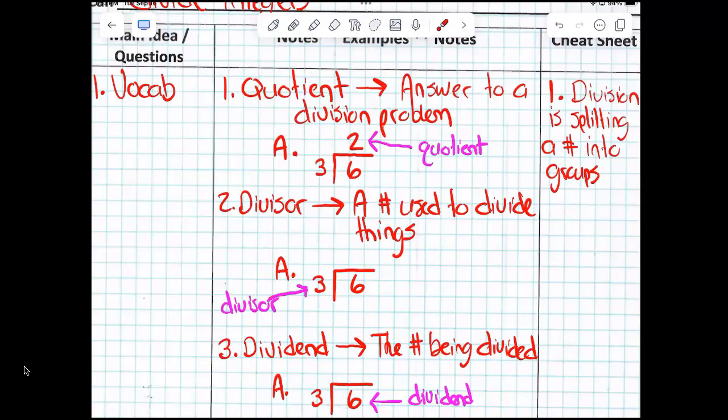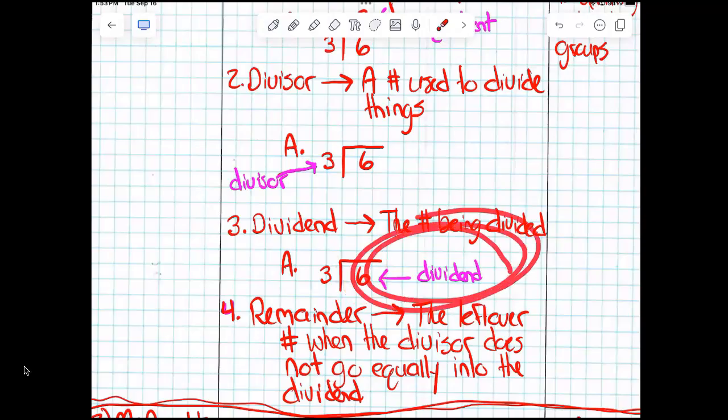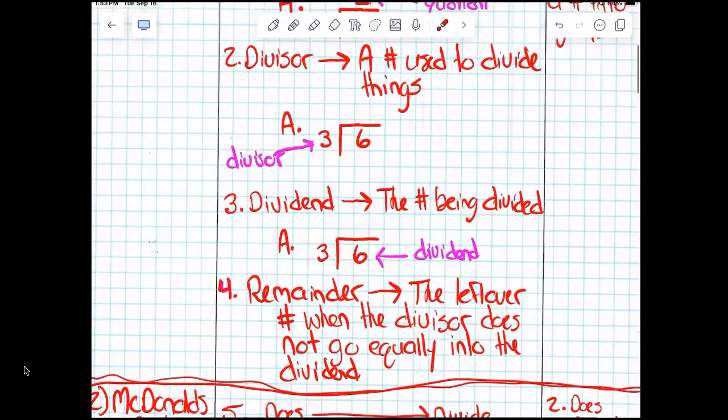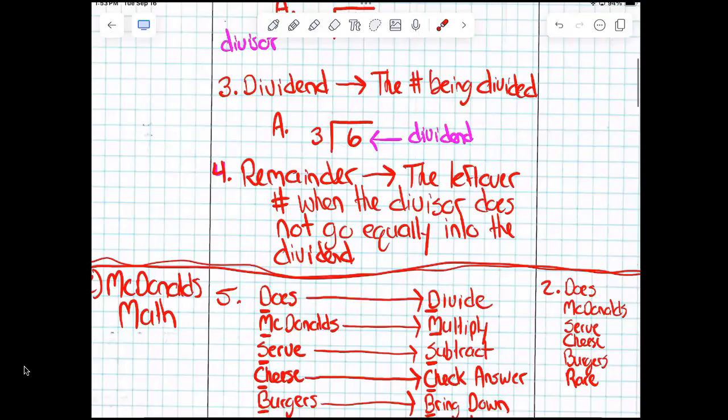Divisor. We use a divisor to divide things, right? Yes. Where's the divisor usually located in a division house? Outside. It splits things that are inside the division house. The thing that's inside the division house is being split. We call that thing the dividend. If you have a leftover number when dividing, what do we call that? Remainder.